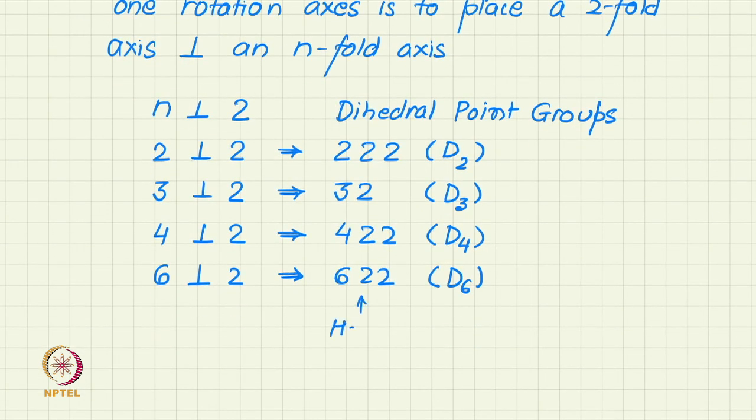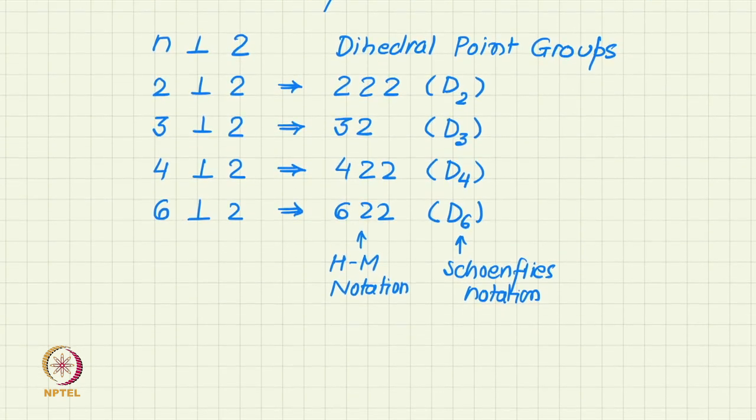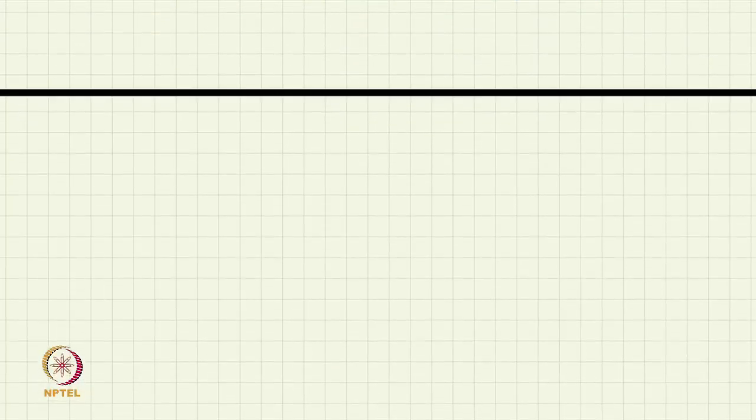These are Hermann-Mauguin notation, and these are Schoenflies notation. So, in this video we will look at these 4 different dihedral point groups. So, let us begin with the simplest, the 2 2 2 or the D2 point group.